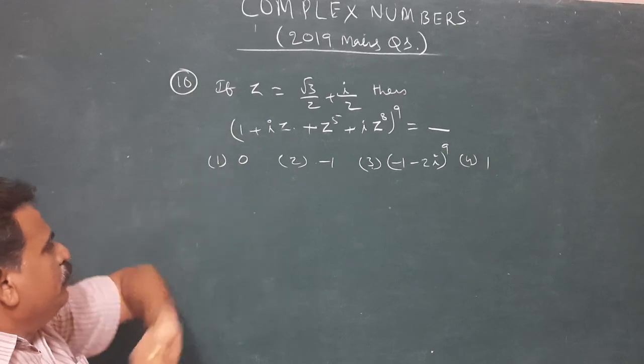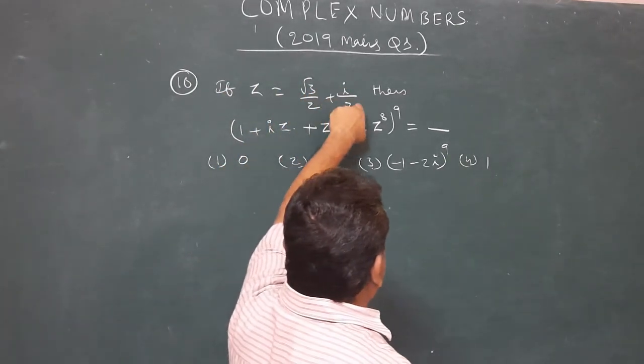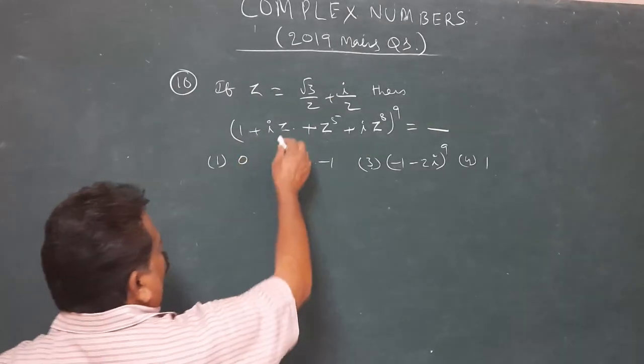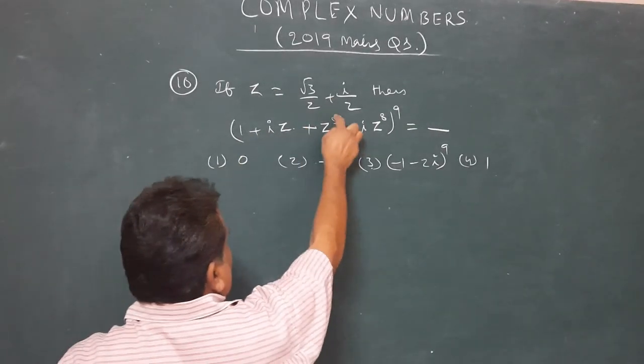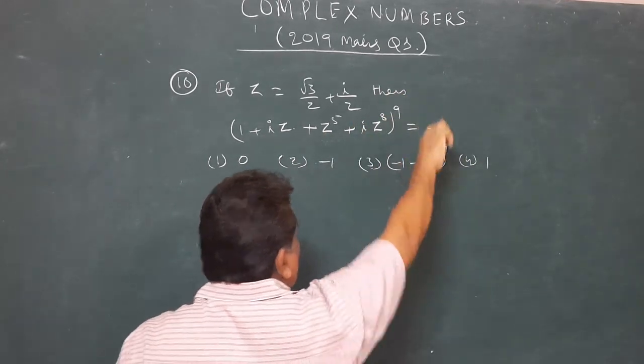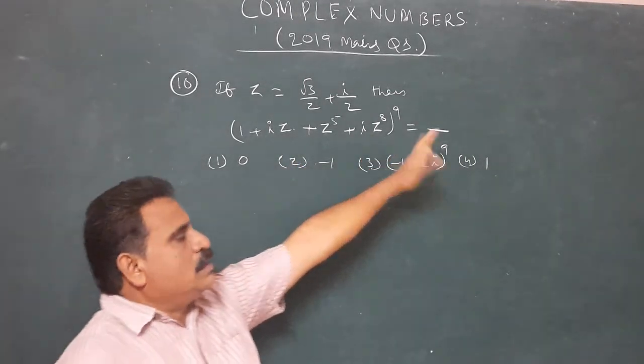Now, question number 10. Z is given as root 3 by 2 plus i by 2. Then 1 plus i is Z plus Z power 5 plus i Z power 8, whole power 9. That value? Options are given: 0, minus 1, that complex number, and 1.